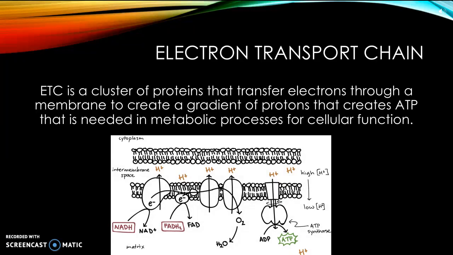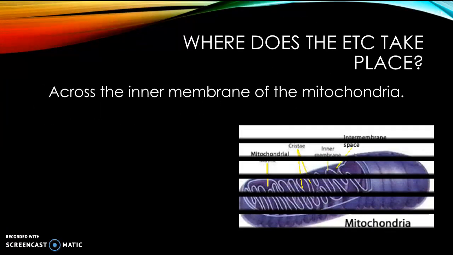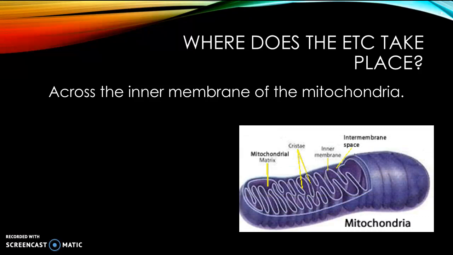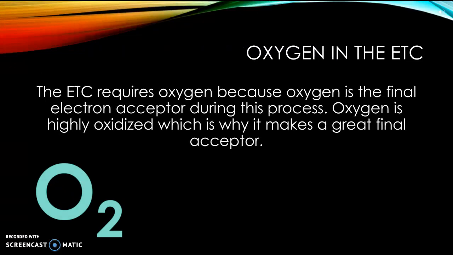The electron transport chain, or ETC, is a cluster of proteins that transfer electrons through a membrane to create a gradient of protons that creates ATP that is needed in metabolic processes for cellular function. The ETC takes place across the inner membrane of the mitochondria. The electron transport chain requires oxygen because oxygen is the final electron acceptor during this process. Oxygen is highly oxidized, which is why it makes a great final acceptor.